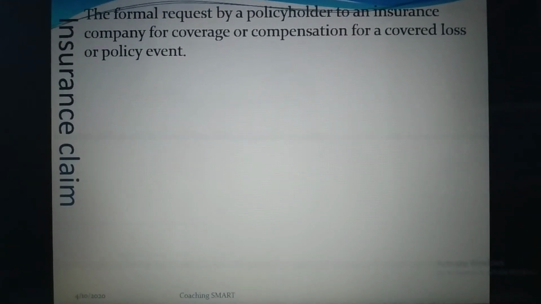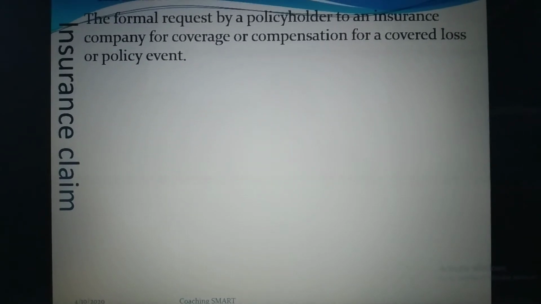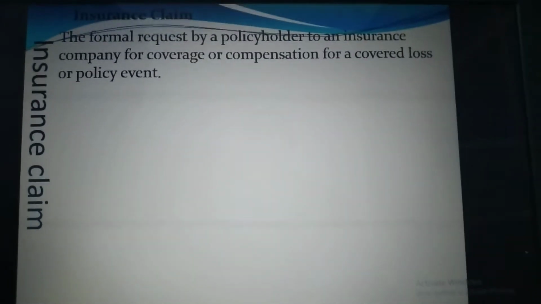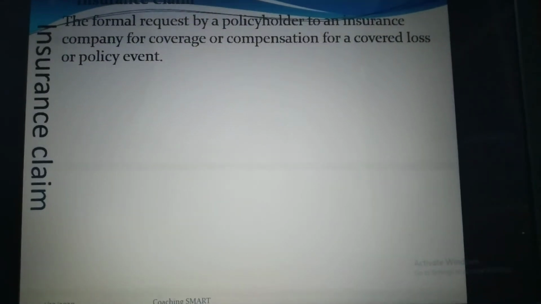Today we are working on insurance claim. Now, when you talk about insurance claim, we're actually referring to the process which is normally followed in making a claim: the formal request by a policyholder to an insurance company for coverage or compensation for a covered loss or policy event.